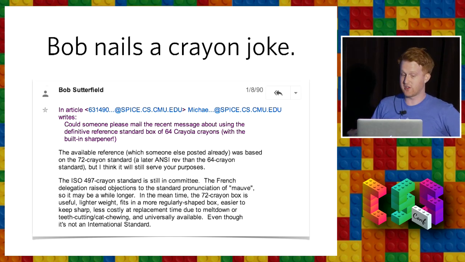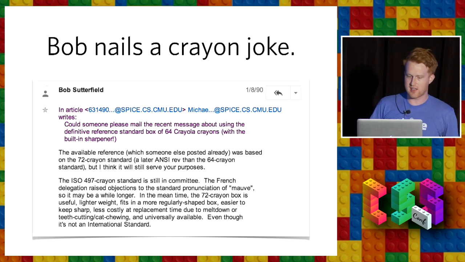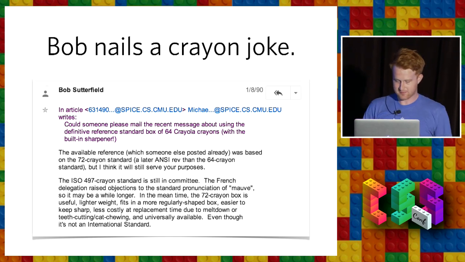The ISO 497 crayon standard is still in committee. The French delegation raised objections to the standard pronunciation of mauve, so it may be a while longer. In the meantime, the 72 box is useful, lighter weight, fits in more regularly shaped box, easier to keep sharp, less costly as a replacement time due to meltdown or teeth cutting / cat chewing, and universally available, even though it's not an international standard."